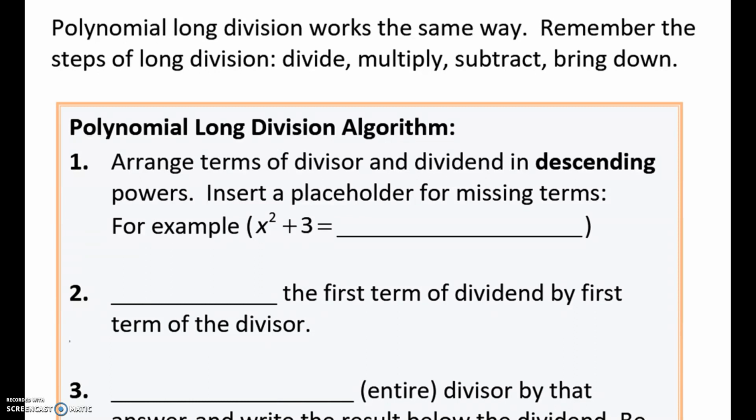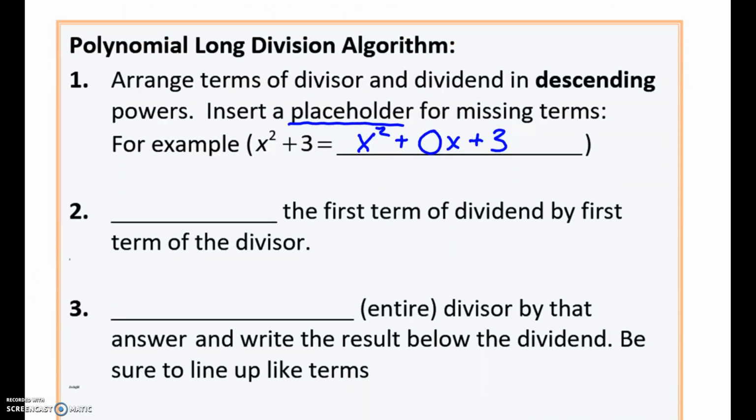Polynomial long division works the same way, except you always have to first rearrange your terms in descending order, and you need to use placeholders for missing terms. For example, with the term x squared plus 3, I don't have an x term, so I would write x squared plus 0x for my placeholder plus 3.